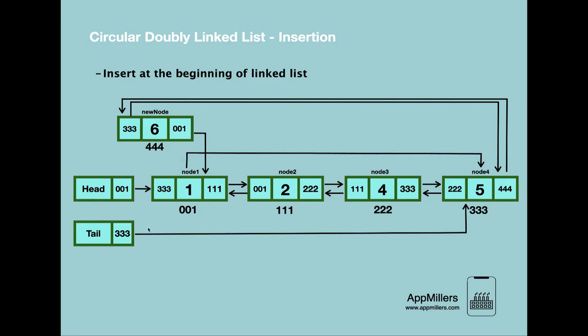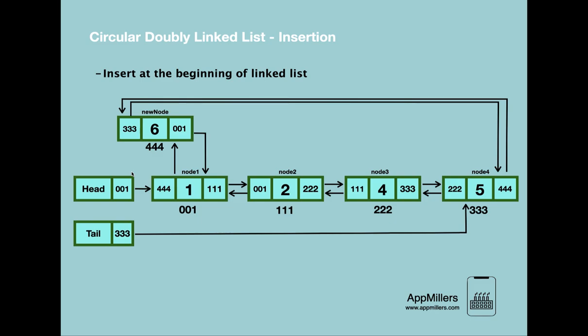Then the next step is we need to change node 1's previous location, which points to node 4, to point to the new node over here, because here we need to create a reverse link. So if we update node 1's previous location to 444, it will create a reverse link between node 1 and the new node over here. So by doing so, the link from node 1 to node 4 gets deleted.